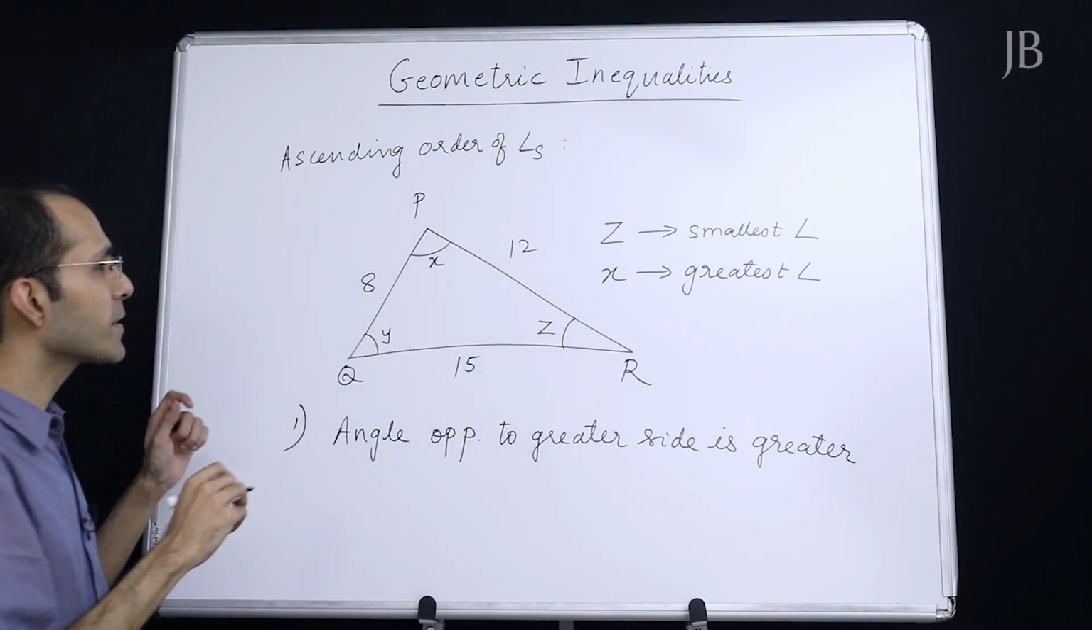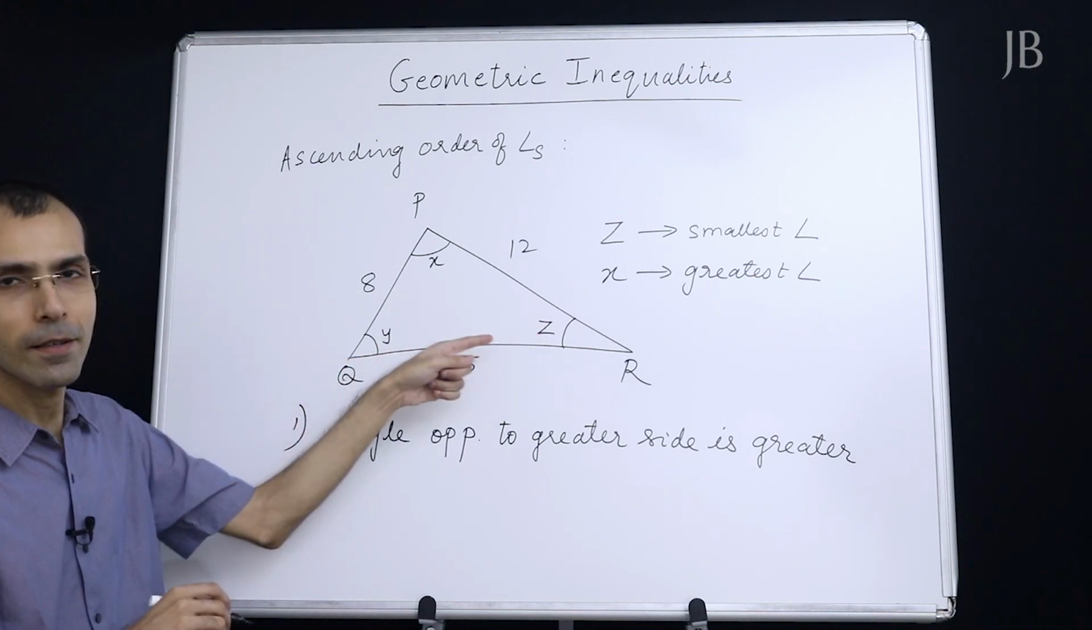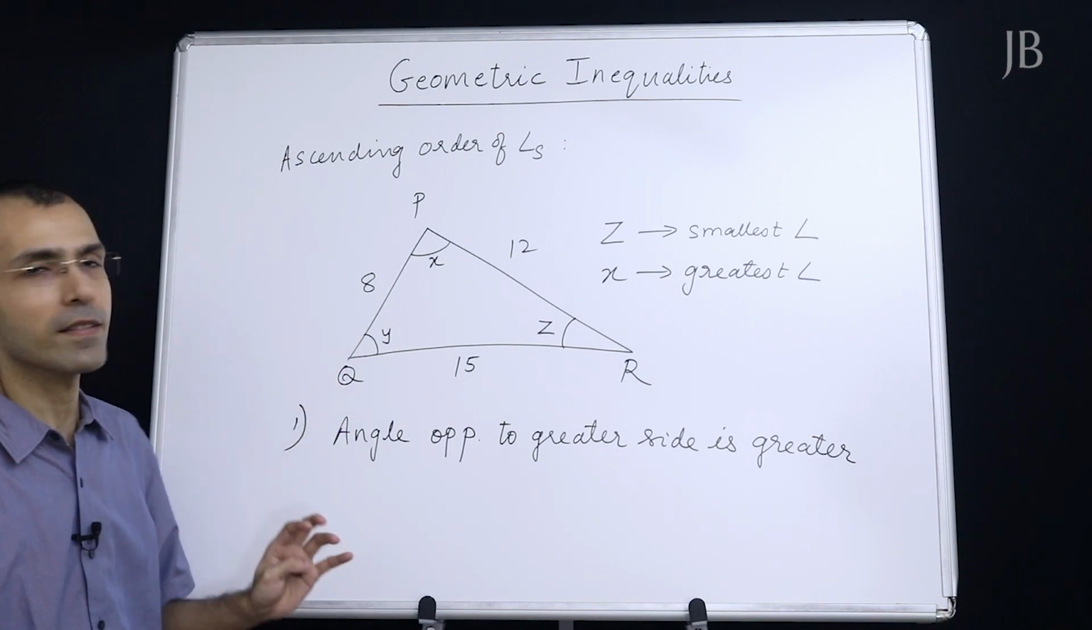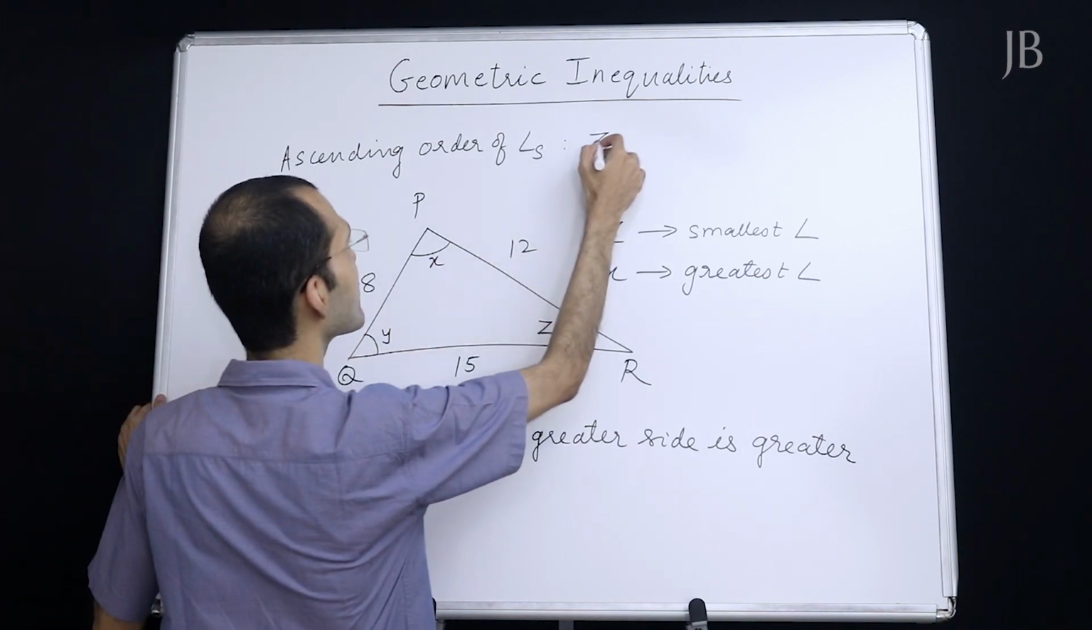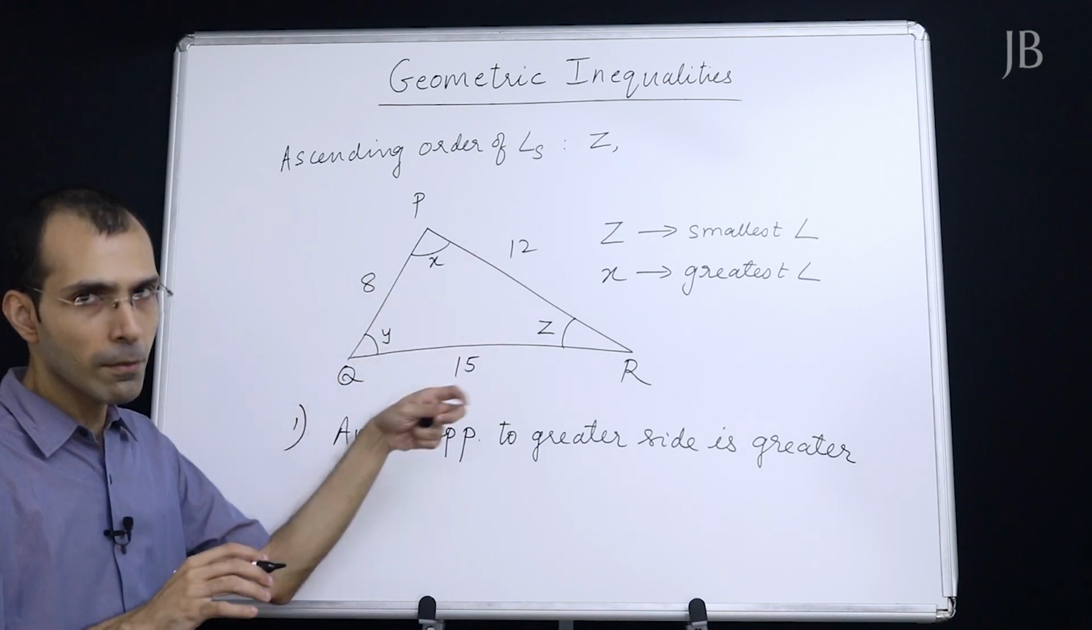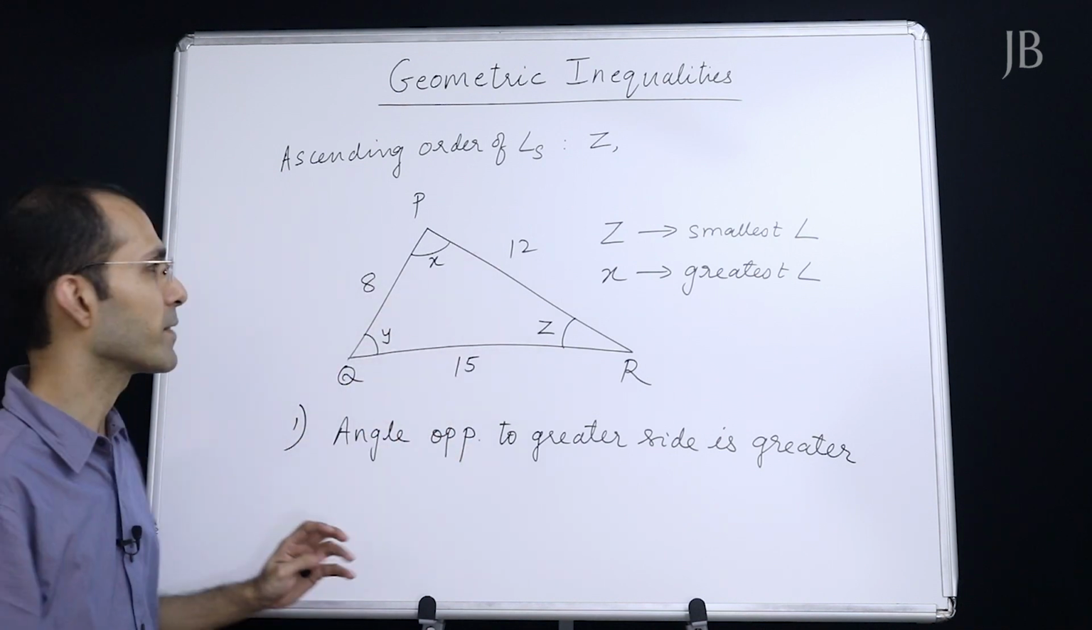So, which is the smallest here we decided? Z, because Z is opposite to 8 and 8 happens to be the smallest side. So, angle Z also will be the smallest of all the three. What it will be we are not concerned, but it will be the smallest.